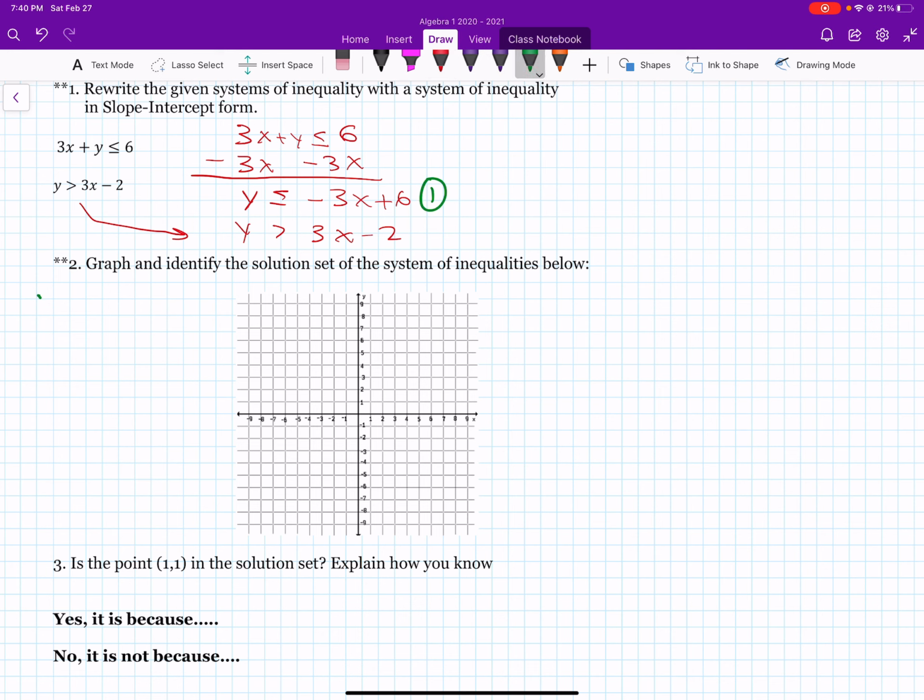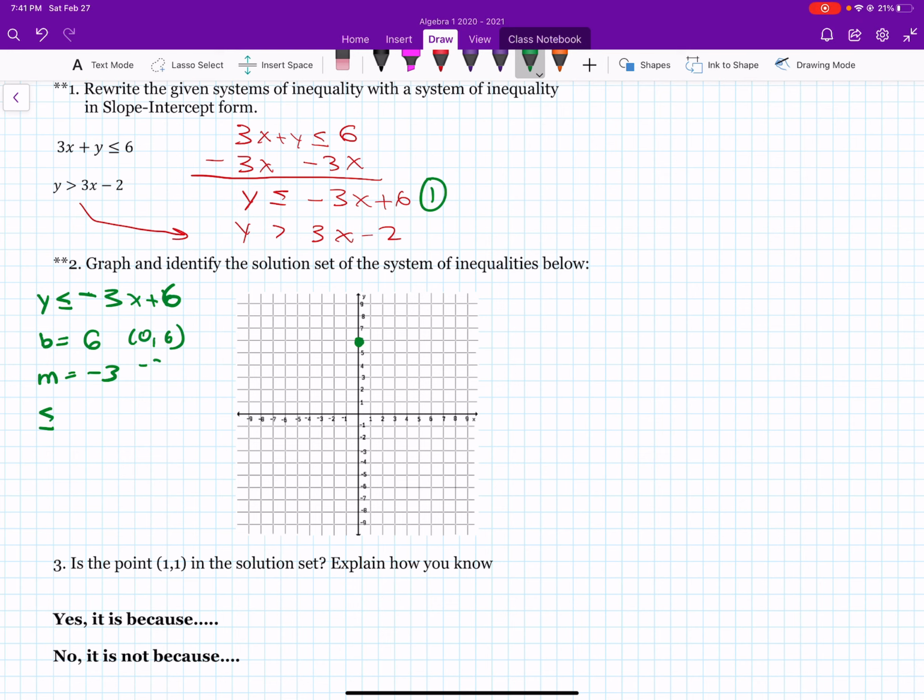When we are looking at this, we need to identify the y-intercept, then the slope, and then the type of inequality. The y-intercept is 6, the slope is negative 3, the inequality is less than or equal to. Because the y-intercept is 6, we're going to plot the point (0, 6), 6 units above the origin on the y-axis.